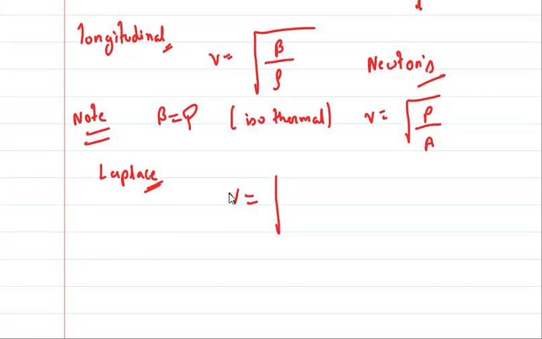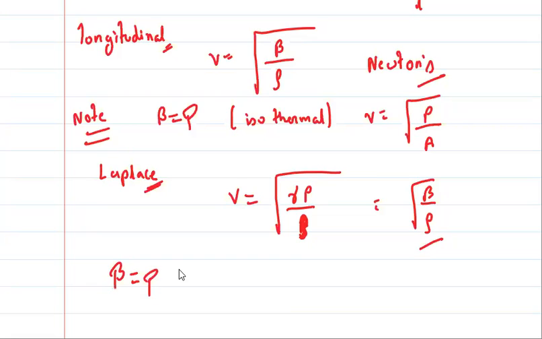So he said that the velocity is given by root of gamma P by rho, and technically both are correct, because the formula root B by rho holds true. So I can say this B, which is bulk modulus, is equal to P, pressure, in isothermal condition. But the same bulk modulus is equal to gamma P in adiabatic condition.